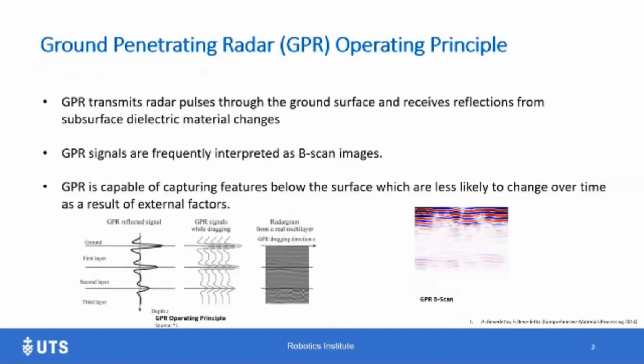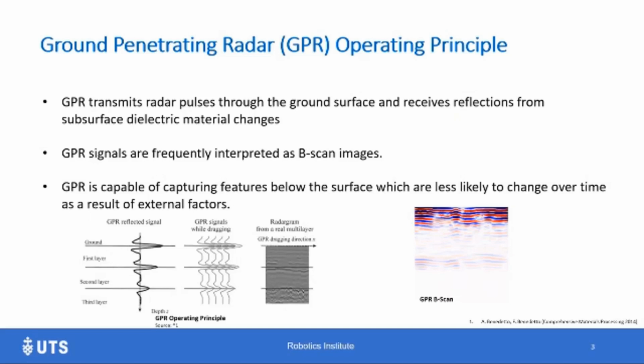Here is some introduction to ground penetrating radars, or GPRs. GPR transmits radar pulses through the ground surface and receives reflections from subsurface dielectric material changes. The difference in the relative permittivities of the two materials controls the reflection amplitude. GPR data is generally interpreted as B-scans, also called brightness scans. These B-scan images show subsurface features of an object in the form of signal reflections, similar to what we can see here in this example B-scan image.